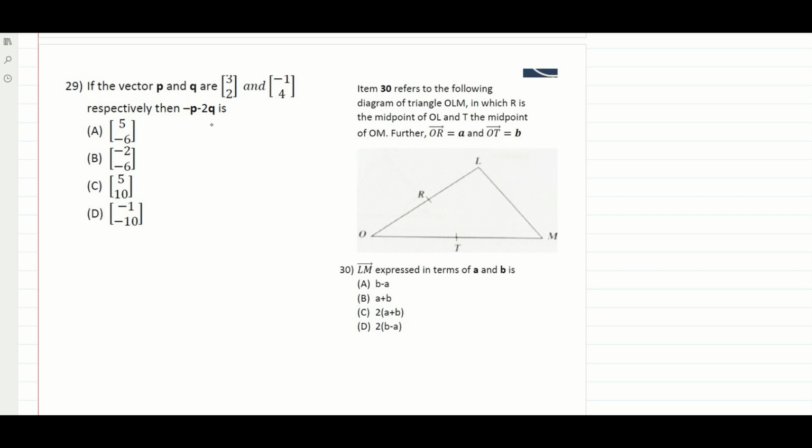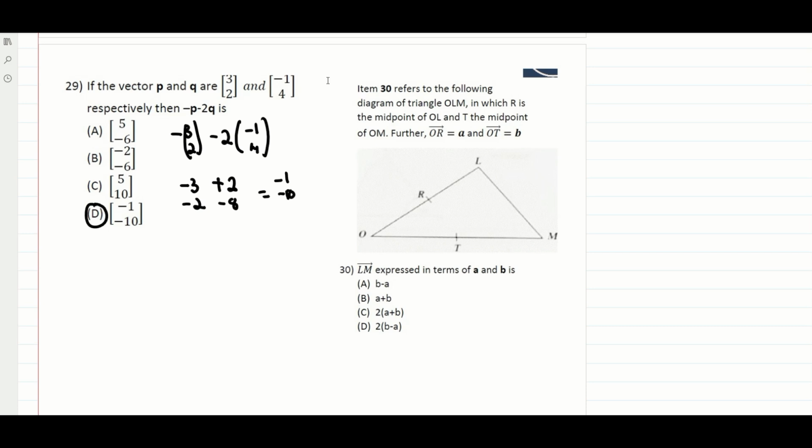Okay. If vectors P and Q are this, then P minus 2Q, so it's minus 3, 2 minus 2 by minus 1, 4. So minus 3 minus 2 minus... and minus 2 by minus 1 is plus 2, minus 2 by 4 is minus 8. So this would be minus 1, minus 10. So the answer is D.